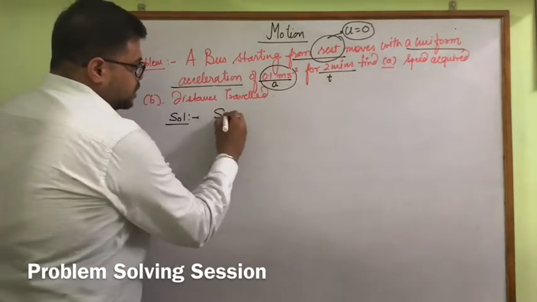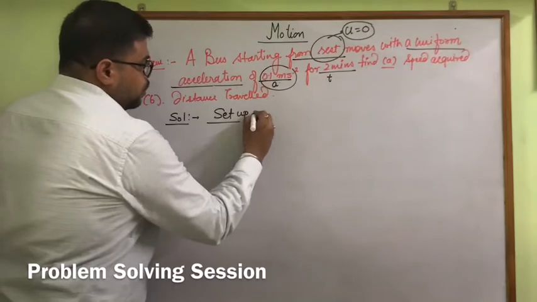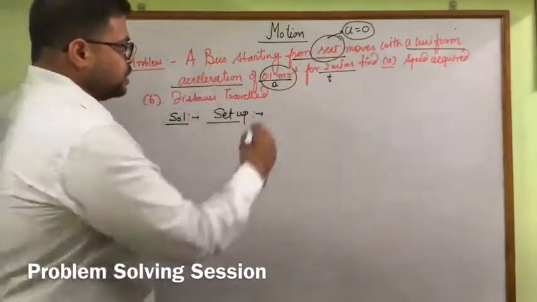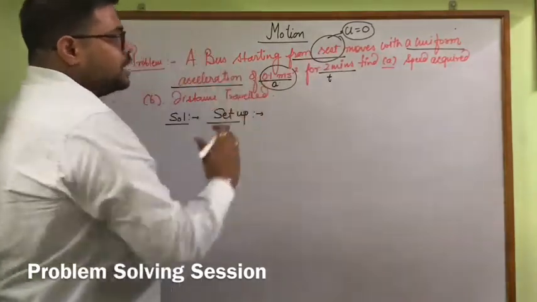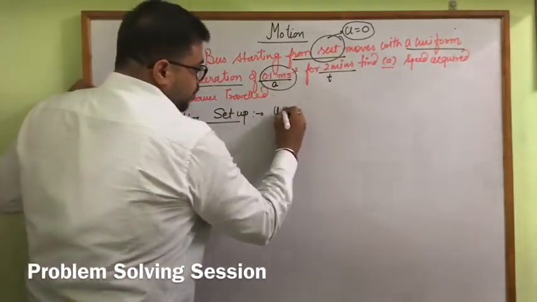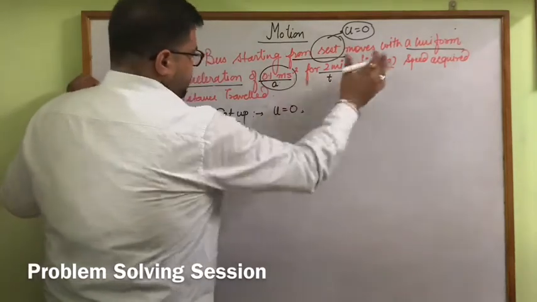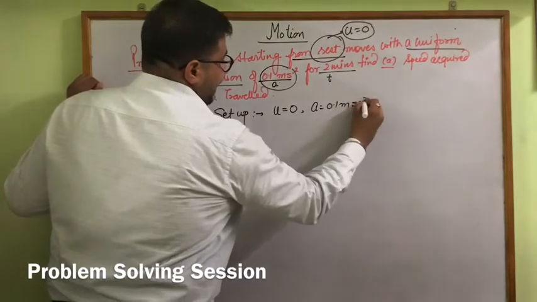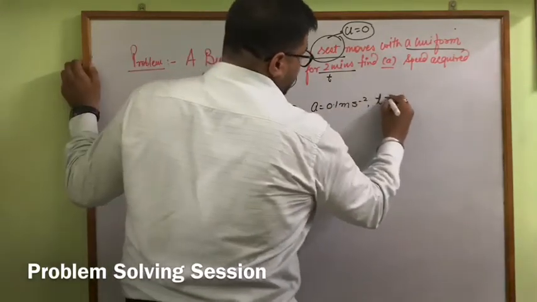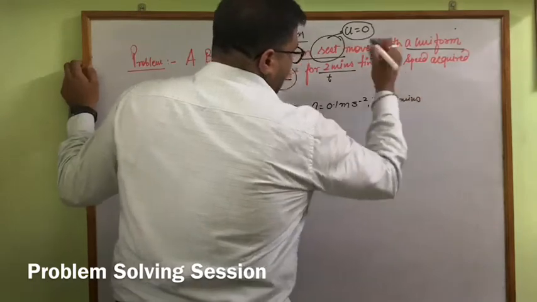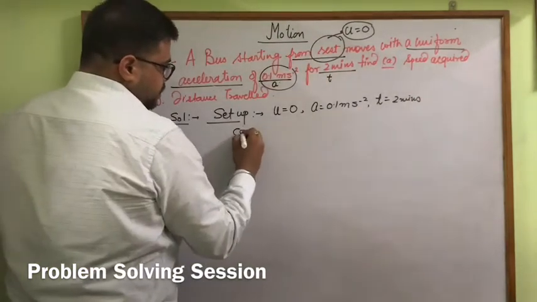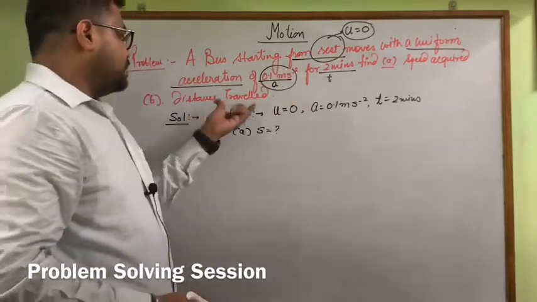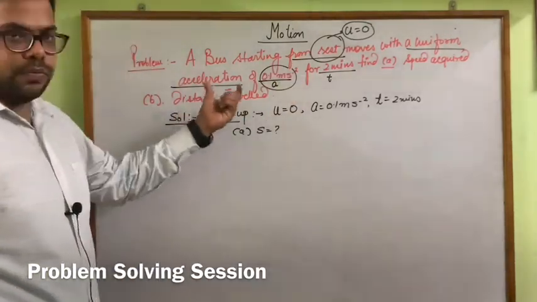First of all, the first part is called setup. In the setup, note down all the information given in this numerical. What is the information here? Because the bus starts from rest, initial velocity u will be 0, and uniform acceleration a is 0.1 meter per second square, t is given as 2 minutes, and we have to find, in the first case, the speed or velocity, and the distance traveled. So we are going to solve the first part.